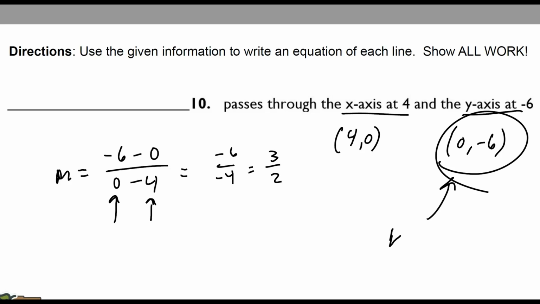And we know the y-intercept. We know b. So don't try to solve for it again. We know b! That's an exclamation point, not a question mark. So we can just go straight to our line. Y equals 3/2 x minus 6.